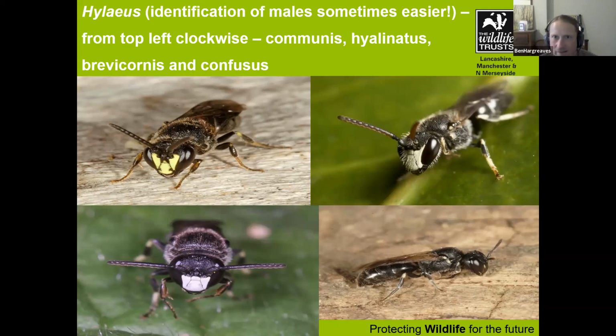Hylaeus pictipes, top right, has quite long hair on the face, which is quite a good diagnostic character amongst the genus. Hylaeus brevicornis, bottom right, is a really, really small one with very reduced yellow markings on the face, quite distinctive. And Hylaeus confusus, which has a very, very similar species in the south that we don't get, again has some distinctive facial markings in comparison to the others. Next slide, please.